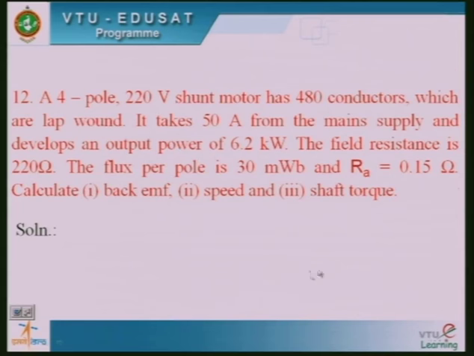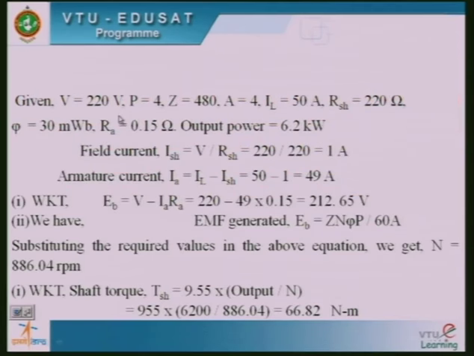I did not do any problem on this shaft torque. In this, we are aiming to calculate the shaft torque. The data given is V is equal to 220 volt, P is equal to 4, Z is equal to 480, the number of parallel paths A is equal to 4, the current drawn by the motor is 50 ampere, RSH is 220 ohm, the flux is 30 milliweber, 30 into 10 to the power minus 3 Weber, RA is equal to 0.15 ohm, output power given is 6.2 kilowatt. This is the shunt motor, which I have already considered.